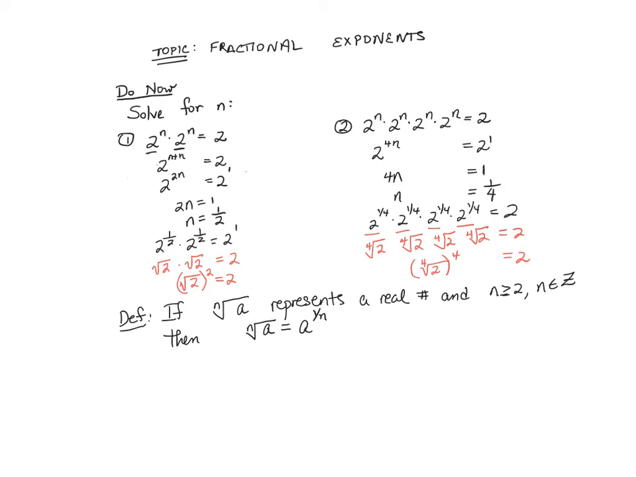Note that from our previous video, when a is less than 0, our index n must be odd. And when a is greater than 0, our index n can be even. Otherwise, we would get an imaginary number. So let's just assume here that we're working with real numbers. Okay, so keeping that in mind, let's compute the following.